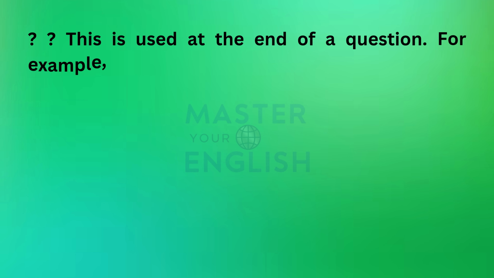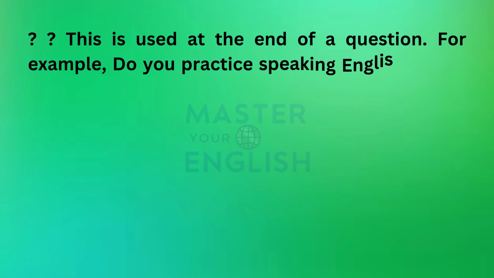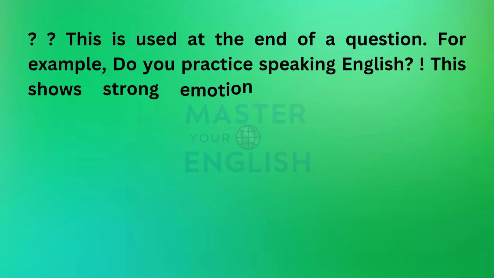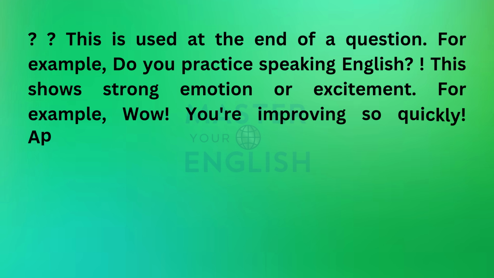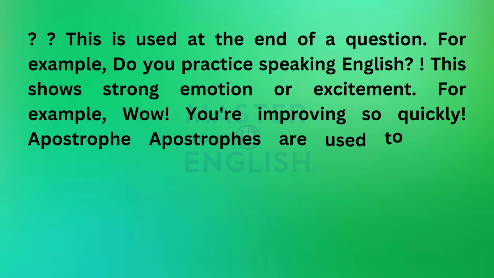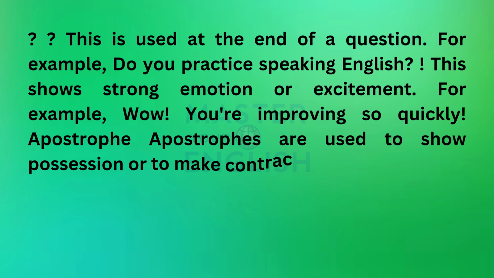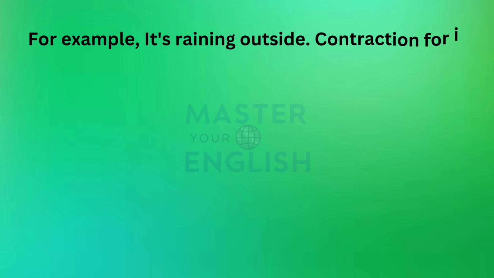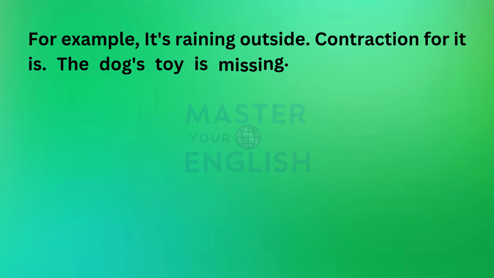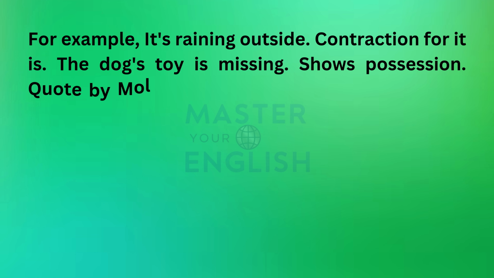Question mark. This is used at the end of a question. For example, do you practice speaking English? Exclamation mark. This shows strong emotion or excitement. For example, wow, you're improving so quickly! Apostrophes are used to show possession or to make contractions. For example, it's raining outside. Contraction for it is. The dog's toy is missing.